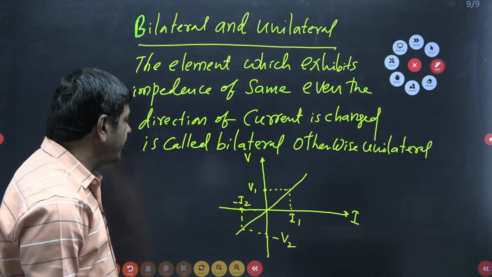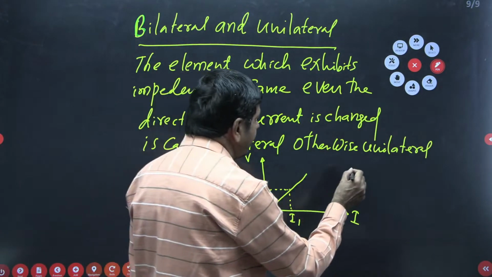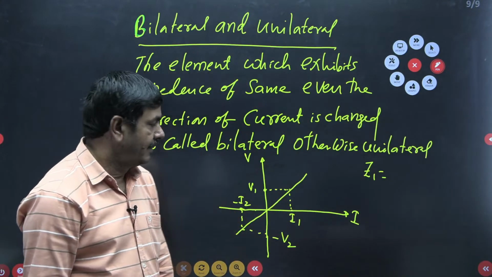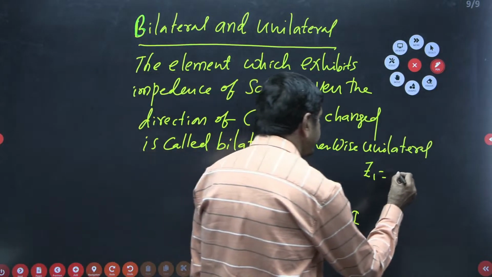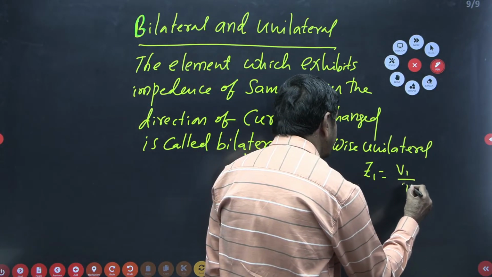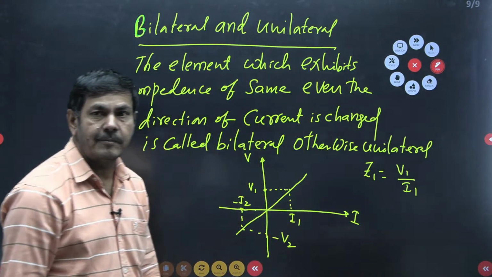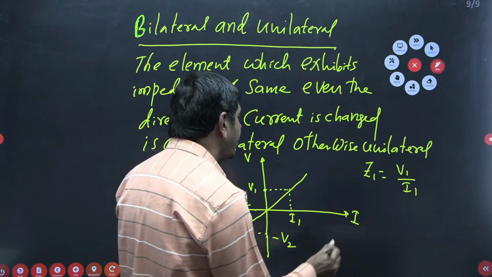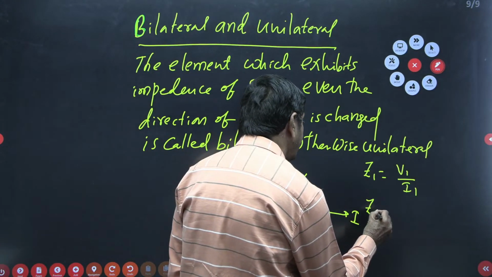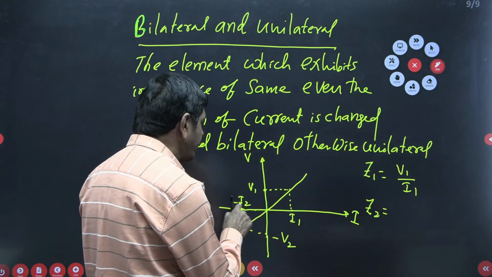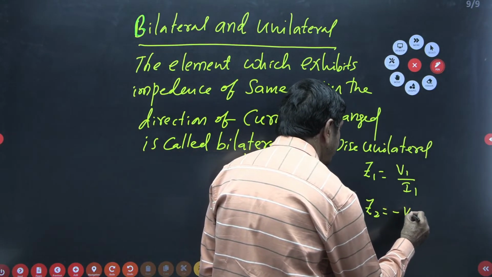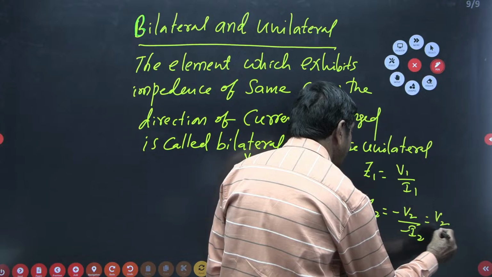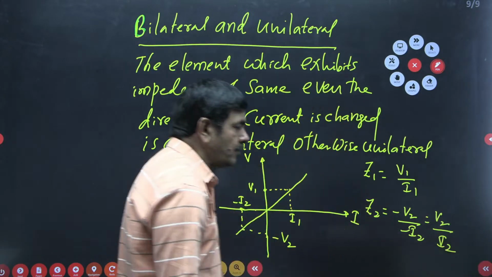But I ask, can you find what is Z1? Impedance Z1 is required from the figure. I can note down V1 by I1. V1 by I1 is nothing but Z1. And what about Z2, I asked? Z2 means minus V2 by I2, minus V2 by minus I2. Minus minus cancel. Finally, I get V2 by I2.